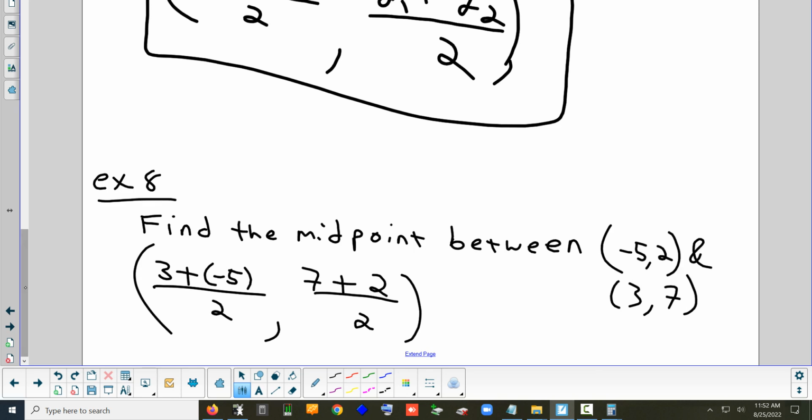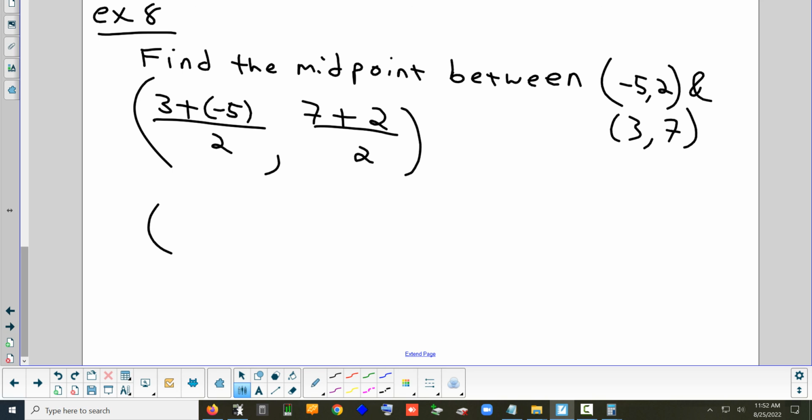All right. So there's your formula, and then we just simplify as much as we can. What are we going to get for the first number? Yes, -1. And the second number? You could write 4.5. You could just leave it like that if you wanted as well. Either way.